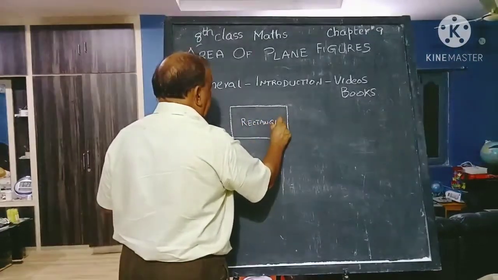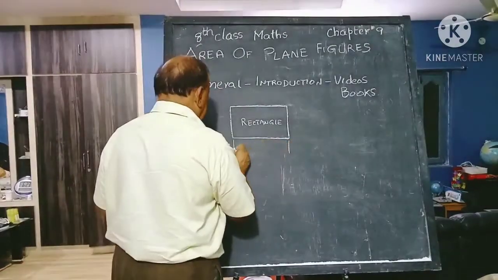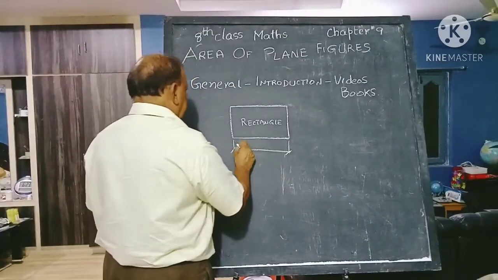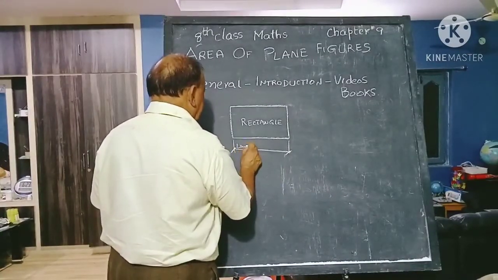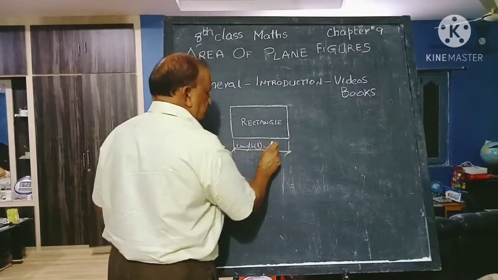Okay? All right? Now, here we have to draw a line like this, and then draw a line like this. This can be a little bit light. This is length, L-E-N-G-T-H, length L is equal to.